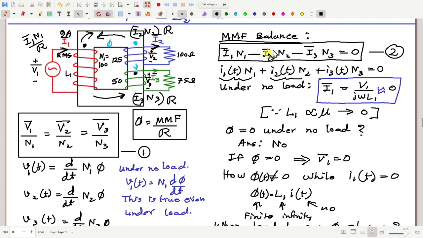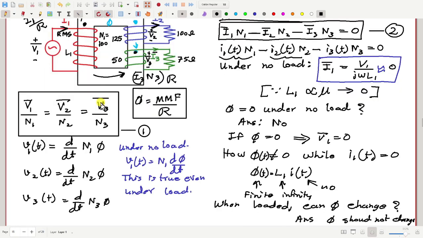This is the extra flux, but there should not be any extra flux, because if the flux amount changes, then V1 should also change, but V1 has not changed. Since V1 is not changed, this extra flux should be equal to 0. That is the condition we need, with proper minus signs. Minus, because I2 and I3 are leaving the dots and I1 is entering the dots, so they will produce flux in opposite directions. I had a mistake here, this should be negative. And this is the equation we need.